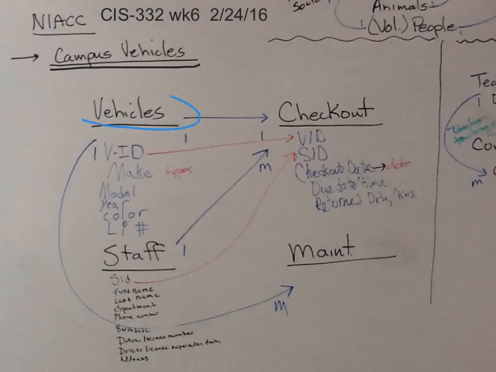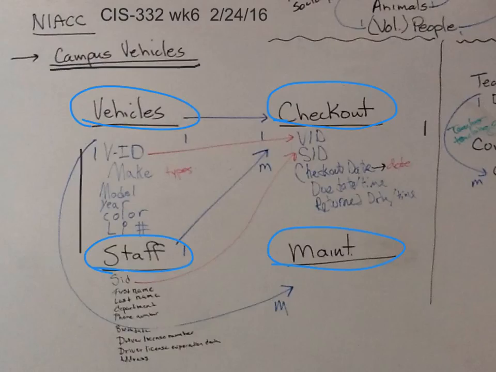And so we had an entity called vehicles, an entity called checkout, an entity called staff, and one called maintenance. And this stemmed off some other work that we have done. You can tell by the writing, the students were responsible to come up with the attributes for these, and then they tied them together.